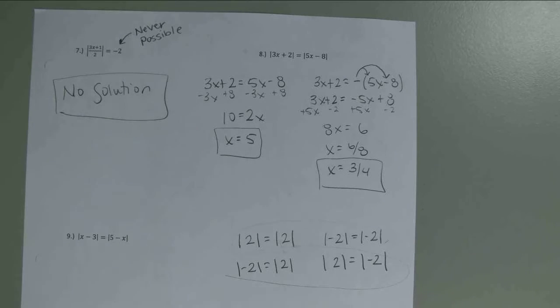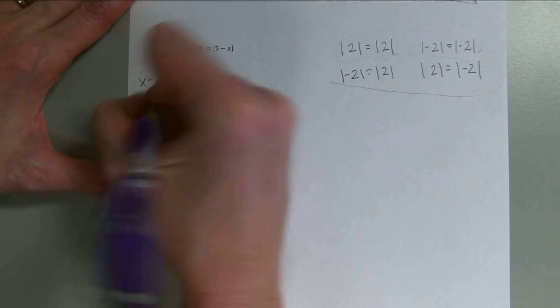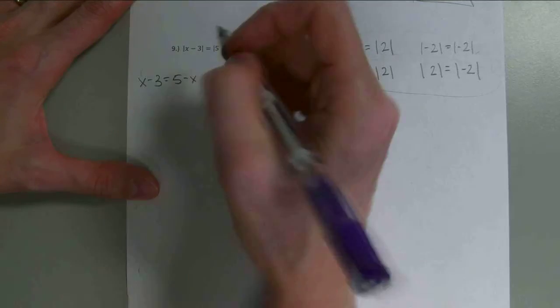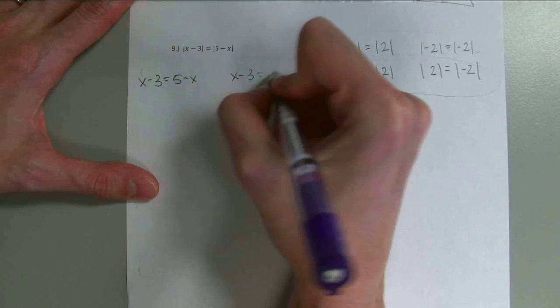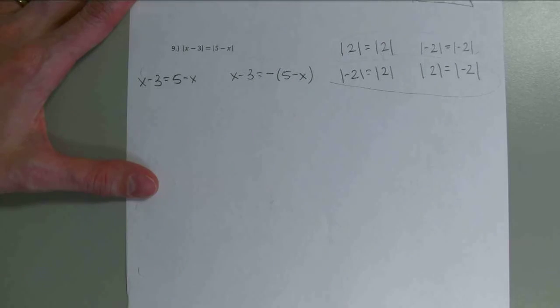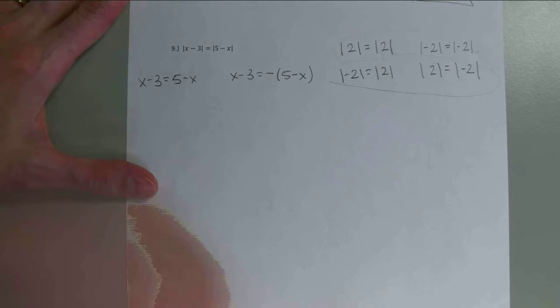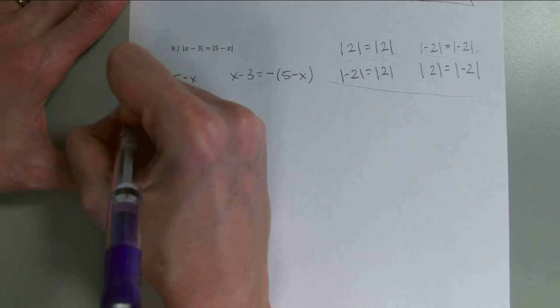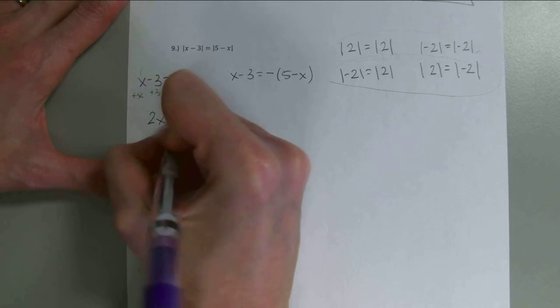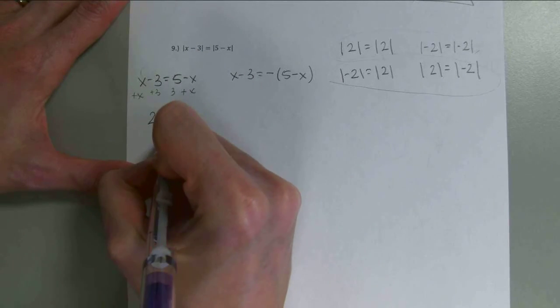All right? Last one, we're just going to do the exact same thing here on number 9, guys. We're going to take x minus 3 and set it equal to the positive of the right, 5 minus x. And we're going to take x minus 3 and set it equal to the negative of the right, so the negative goes in front of that 5 minus x. All right, so I'm going to move the x over and move my 3 over. So I get 2x equals 8, or x equals 4. Does that look right?